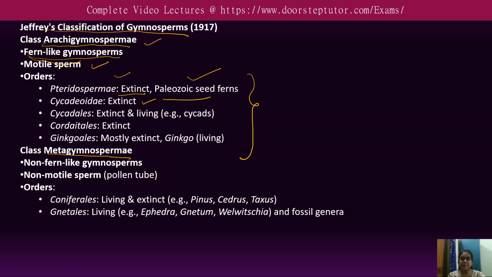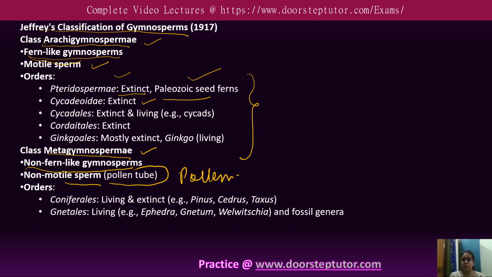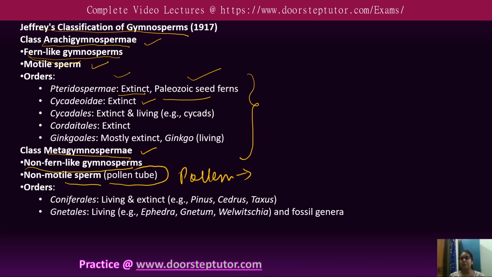Okay, the second class is the Metagymnospermi. So Metagymnospermi includes the gymnosperms which do not share their features with the ferns, or which are non-fern-like gymnosperms, we can say. And also they do not have the motile sperm. So the pollen produces the pollen tube that delivers the sperm cells to the female part of the plant. Okay, so these Metagymnospermi do not resemble the fern, and they have the non-motile male gametes.